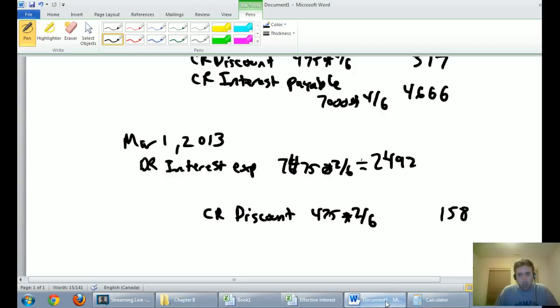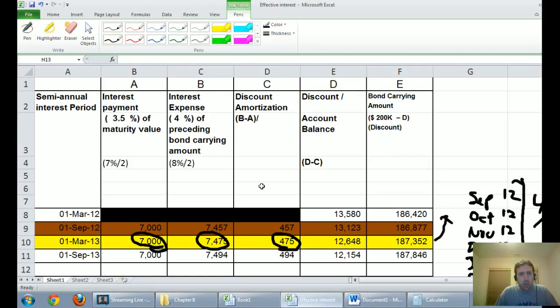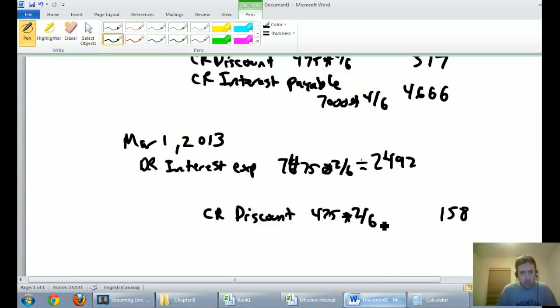Now the tricky part, and it's not even really that tricky. Going back to my effective interest rate table, it says I'm supposed to make $7,000 payments every March 1st, every September 1st. Well, on March 1st, I'm going to make a $7,000 payment. I'm not going to pay 2/6 of it, as I've been doing a lot of 2/6 here. I've got to pay $7,000. I've got to pay the full meal deal. So let's credit cash for the full $7,000 that I've got to pay.